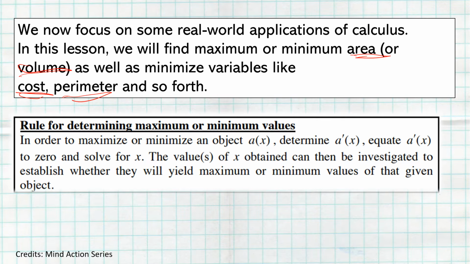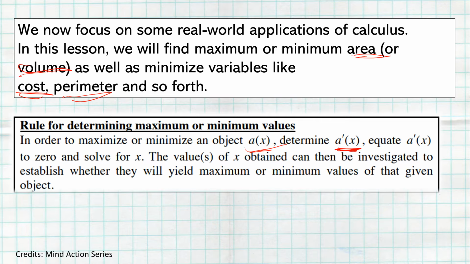Let's now quickly look at the rules for maximizing and minimizing all these values, so very, very important. In order to maximize or minimize an object, you must first determine an algebraic equation in terms of only a single variable. Very important. Step number one, you must be able to determine an equation in terms of a single variable. Then after that, you find the derivative of that equation.